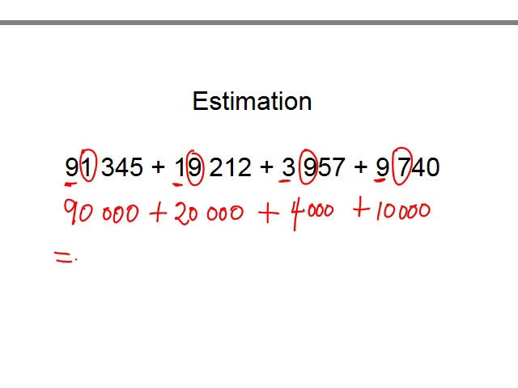So at the moment we have 90,000 plus 20,000 plus 4,000 plus 10,000. Now there's a 4,000 there on its own. And we've got our 90,000 and 10,000 makes 100,000, plus the 20,000 makes 120,000. So altogether we have 124,000.